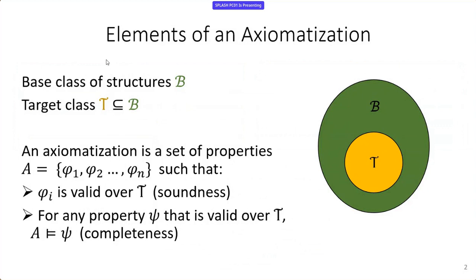You want your axioms to be true about your target class. And two, for any property that is valid over the target class, it is logically entailed by your axioms. And what this means is that your axioms actually capture all the properties of the target class. This is called a complete axiomatization.